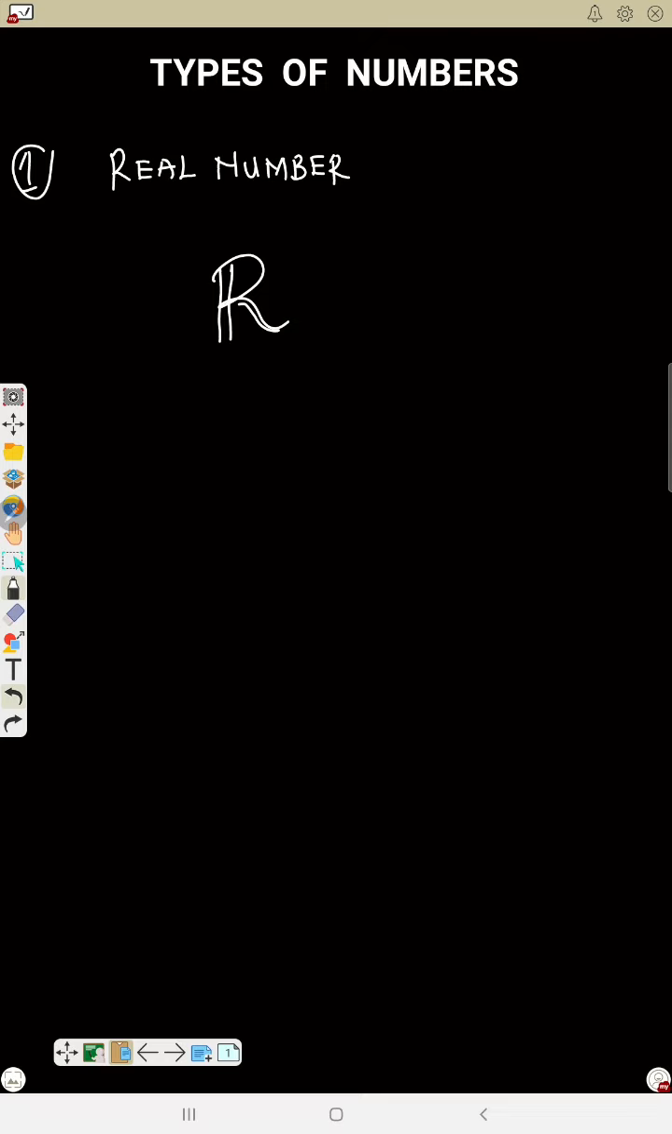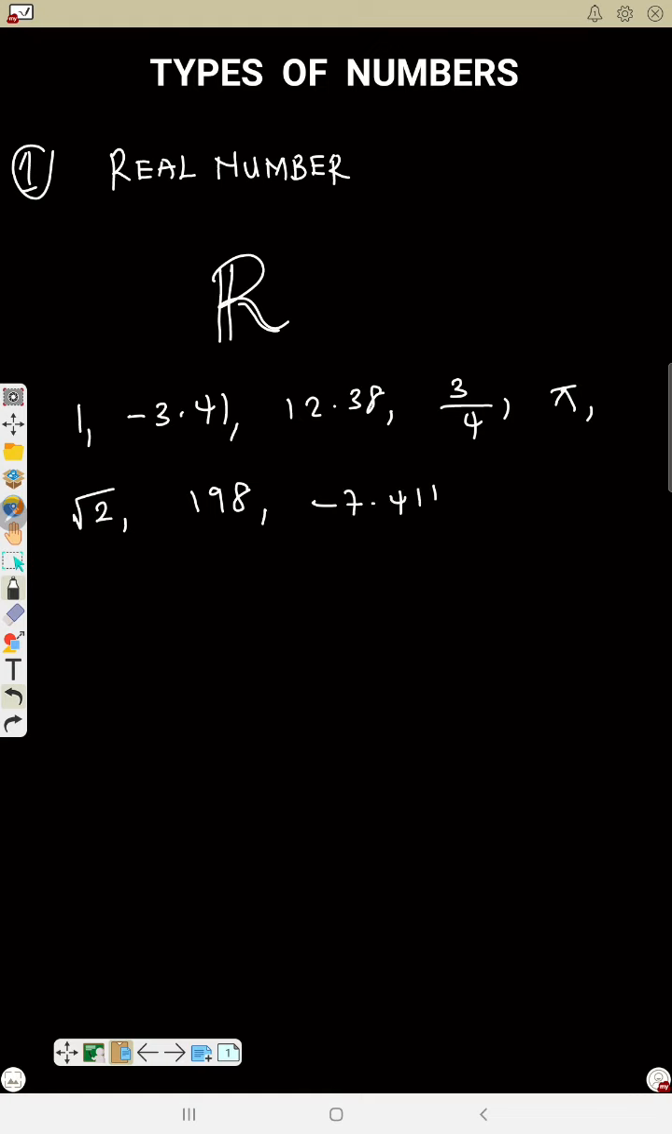Real numbers are just numbers like 1, minus 3.41, 12.38, 3/4, pi, square root of 2, 198, minus 7.411, etc. In fact, nearly any number you think of is a real number.